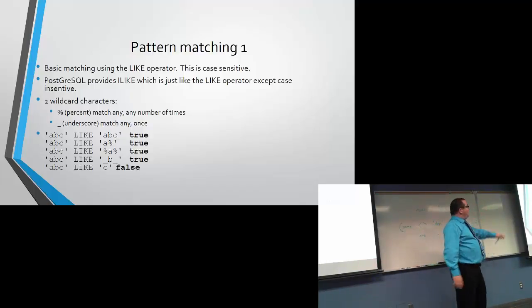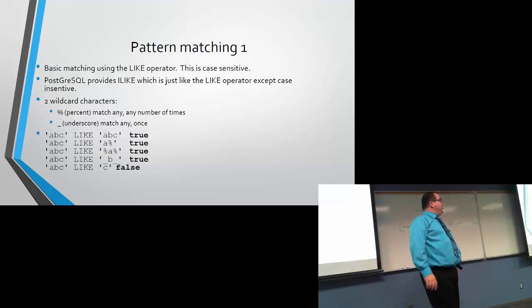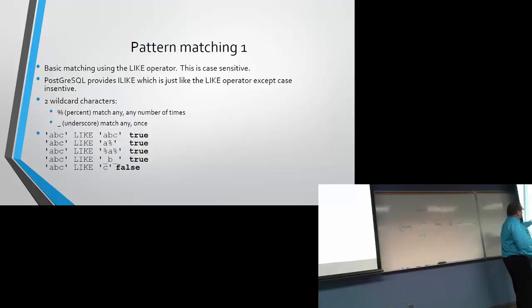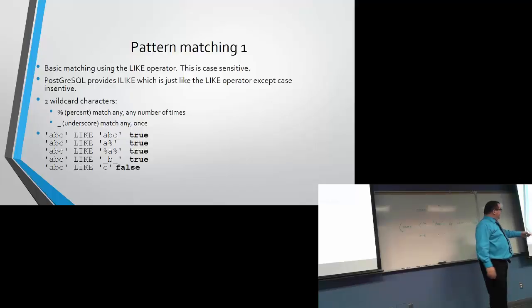There are two wildcard characters defined by the SQL standard. The percent sign means match any character any number of times, and the underscore means match any character exactly once. I'll go through some of this again later, so don't worry if you don't get it quite today. For example, 'ABC' LIKE 'ABC' is true because it's an exact match. 'ABC' LIKE 'a%' is also true, and 'ABC' LIKE '%a%' is true because A is somewhere in the string, whether at the beginning, the middle or the end.